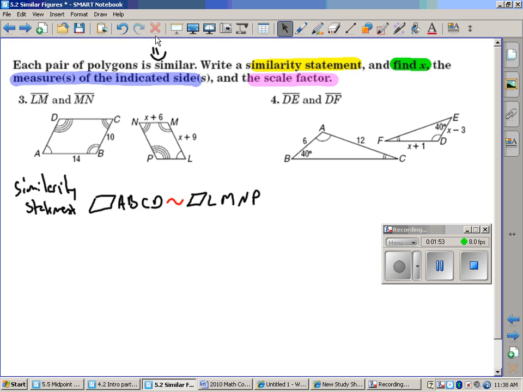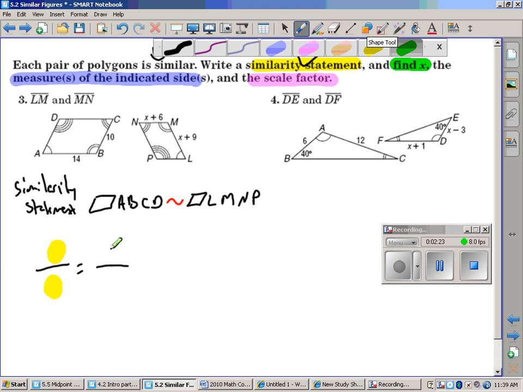Alright, so the similarity statement tells me, first of all, which angle of one polygon is congruent to the angle within the other polygon. It also gives me information about which sides are proportional. So I wrote my similarity statement, checked. Now find x. To find x, I'm going to have to create a proportion. A proportion is when I have two sides set equal to two other sides.